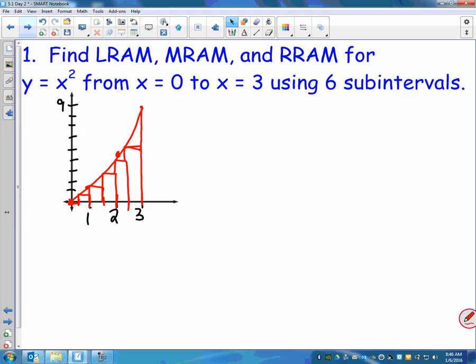Notice that 3 does not make a rectangle. 3 doesn't make the height of the rectangle. We're only using the left endpoints. And again, it's not a requirement that you draw that in, but I just want to show you for this first one.